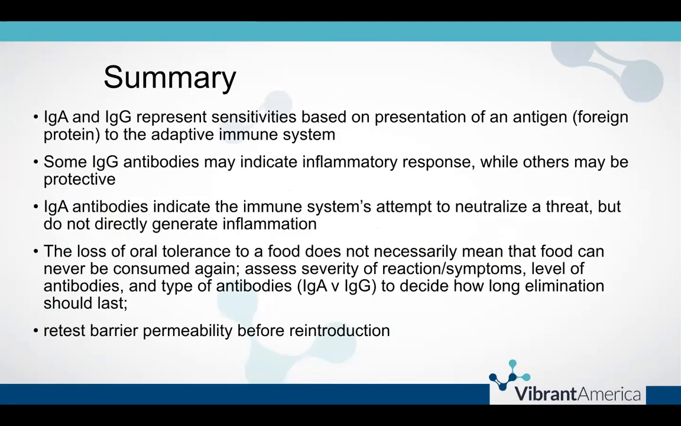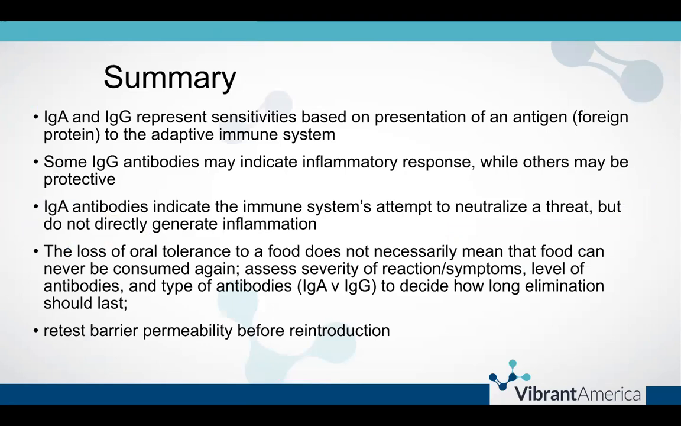Okay, so I'm going to summarize what we've talked about. IgA and IgG represent sensitivities based on presentation of an antigen, so a foreign protein, to the adaptive immune system. Some IgG antibodies may indicate inflammatory response, while others may be protective. IgA antibodies indicate the immune system's attempt to neutralize a threat, but do not directly generate inflammation. The loss of oral tolerance to a food does not necessarily mean that food can never be consumed again. What you would want to do is assess the severity of reaction and symptoms, the level of antibodies, and the type of antibodies, IgA versus IgG, and decide how long elimination should last.